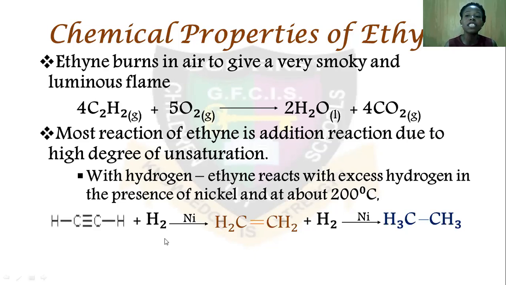The first stage is that the ethyne will be broken down to ethene, and then the ethene will be further broken down to give you ethane. So you have ethyne react with hydrogen in the presence of nickel to give you ethene. Then further, it will react with hydrogen again to give you ethane. So this is stage 1.